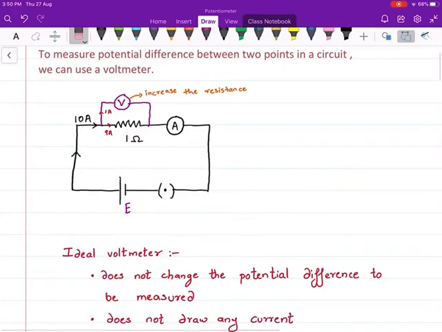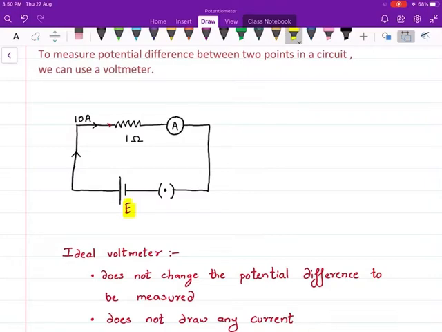So if I have a circuit diagram over here, and this is the battery which has an EMF of E, and a current of 10 ampere is flowing through it. A current of 10 ampere is flowing through it through a resistance of 1 ohm. 1 ohm is the resistance. We have connected an ammeter in series with this 1 ohm resistor to measure the current.